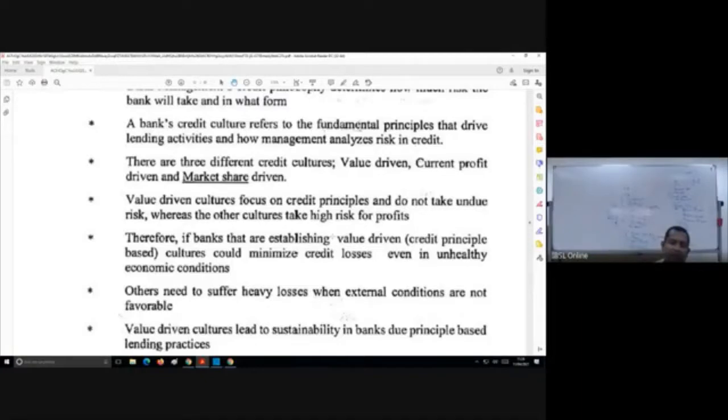Right. Value-driven culture leads to sustainability in banks due to principles-based lending practices, because it is purely based on lending practices and principles. You don't take risk. No TODs, no credit cards. If given, credit cards only to the best people.